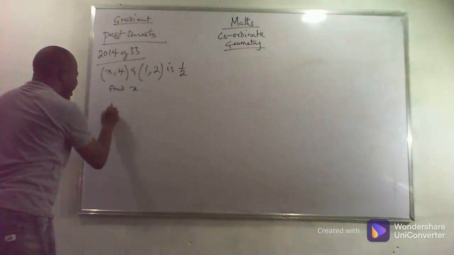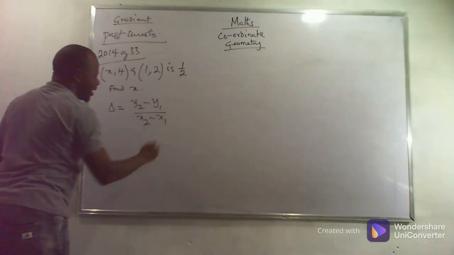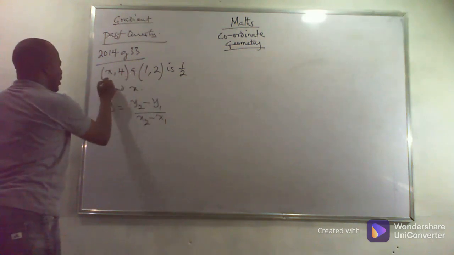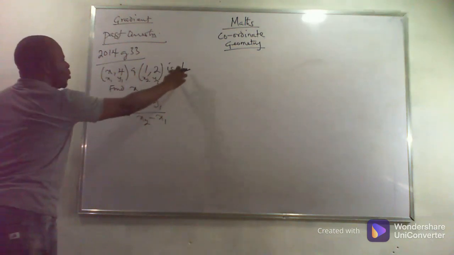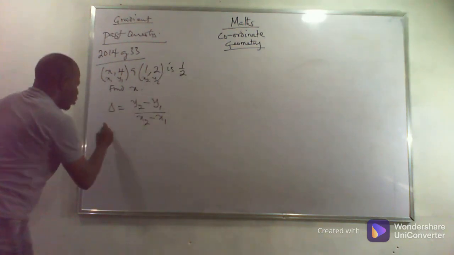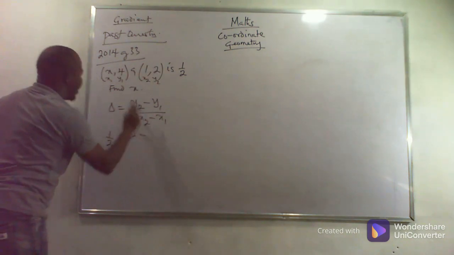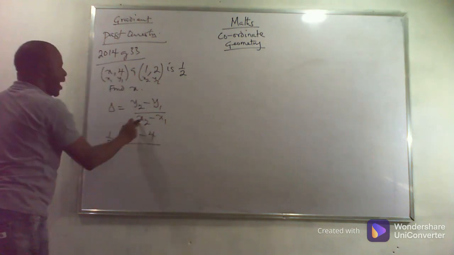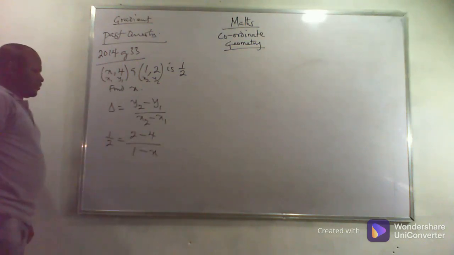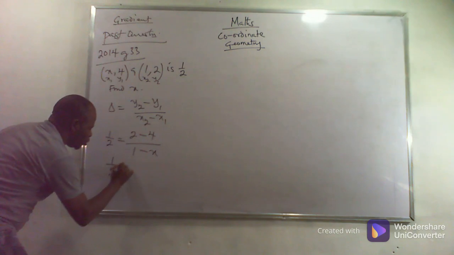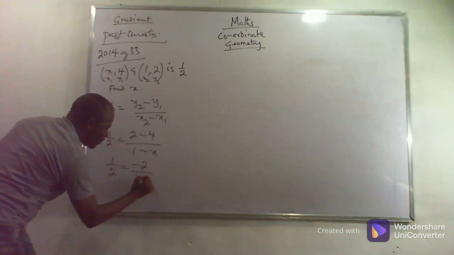Gradient is (y2 minus y1) over (x2 minus x1). So go back to the points x1, y1, x2, y2. In the question we have been told the gradient is 1/2. So 1/2 equals y2, that is 2, minus y1, that is 4, over x2, that is 1, minus x1, that is x. So we have 1/2 equals 2 minus 4, that gives me minus 2, over 1 minus x.